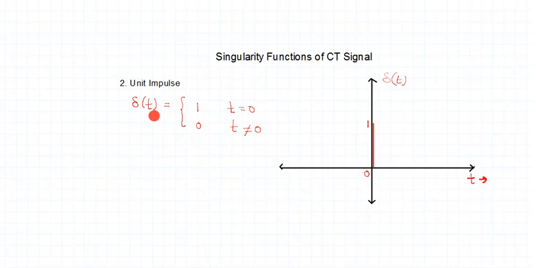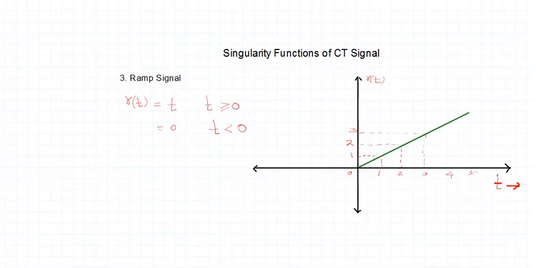So this notation, you have to remember these notations, right? Unit impulse is denoted as delta t, and this is the mathematical representation of delta t, right? Now we move to the next singularity function, the ramp signal. How do I denote the ramp signal? I denote the ramp signal as r of t. Here it is denoted with the mathematical equation of t.